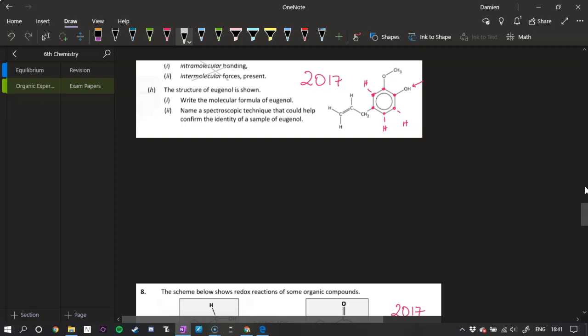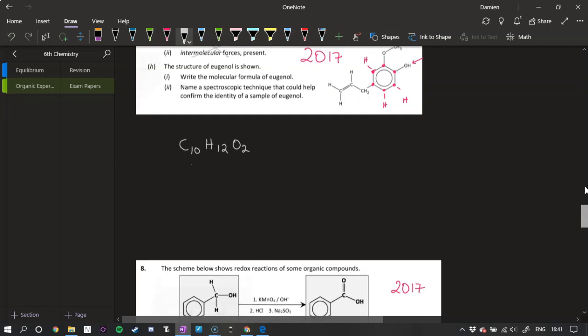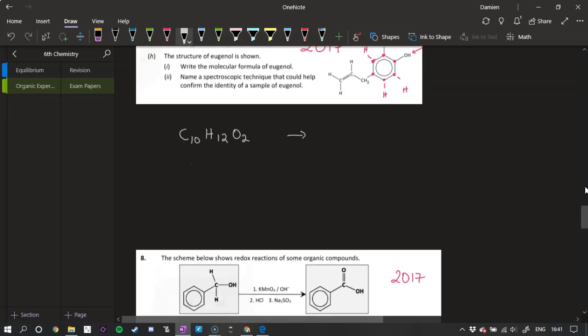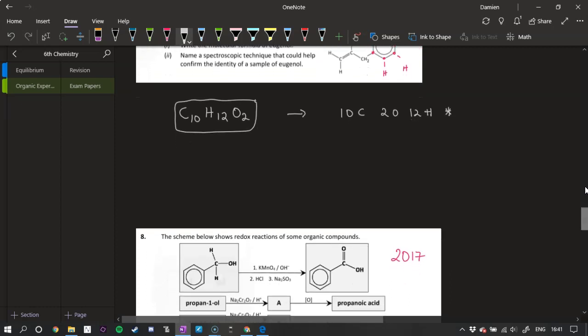So if you have counted it up, the molecular formula of eugenol, you can do it in a couple of ways, but generally you start with C10, it's going to be H12 and then O2 from my count. You can also write down 10 carbons, 2 oxygens and 12 hydrogens, and it will allow this, but to be honest, this is the best answer and don't take a chance. Name a spectroscopic technique that could help confirm the identity of a sample of eugenol.